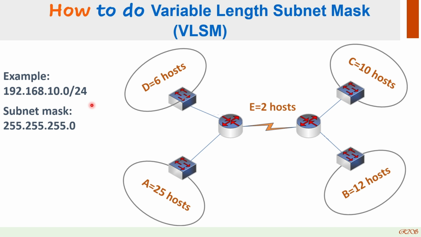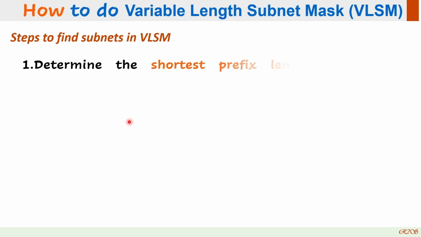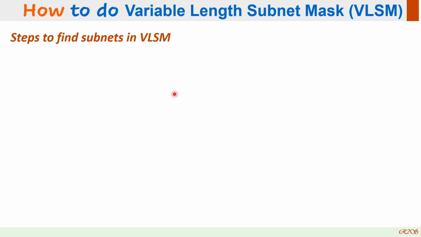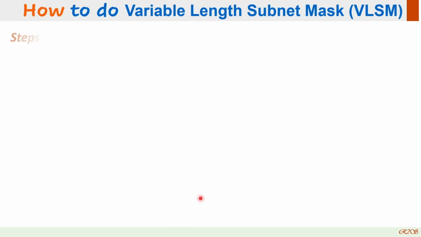and we can find the VLSM. We can find the different length, or variable length, networks for each of these IP networks, so that we can reduce the wastage of the IP addresses. So what are the steps? The first step, we need to find the largest network or shortest prefix length. For example, in these networks, the largest network is A, which is 25 hosts.